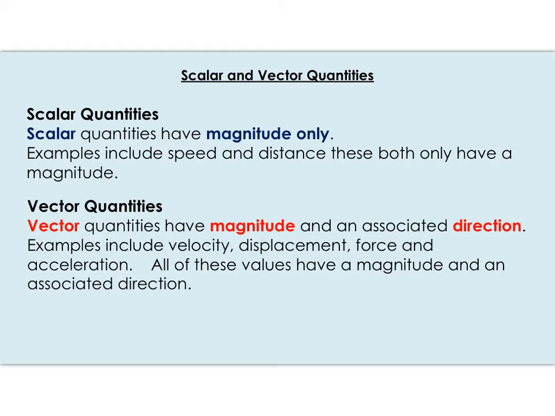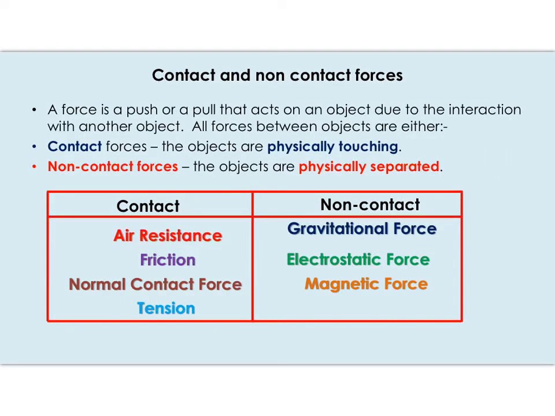Examples of vector quantities include velocity, displacement, force and acceleration. And for all of those values, it's important to remember that they have a magnitude but also an associated direction, and we need to work out which direction they are acting in. As seen on the previous slide, forces are vector quantities. Now forces can be broken down into contact and non-contact forces, which we're going to look at in a bit more detail on this slide.